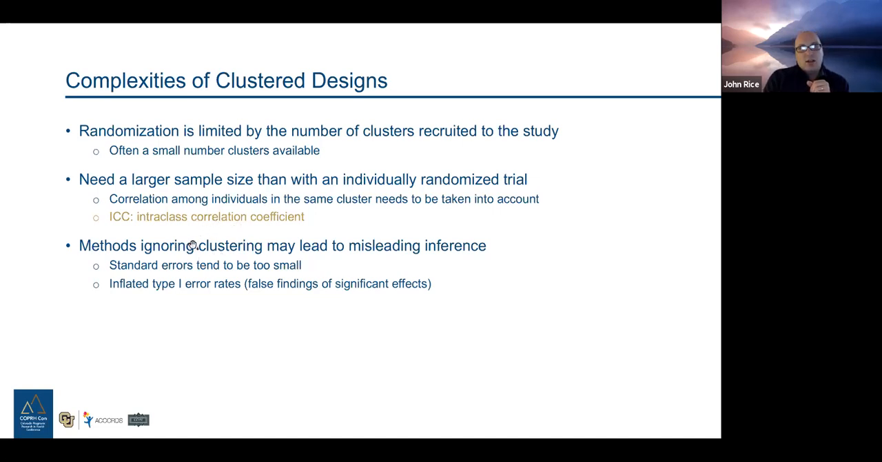So, in terms of analysis, it's really important to take clustering into account. As I said, it's more complex to do so, but if you ignore clustering, then you will often end up with misleading inference. For example, your standard errors can be too small, which may lead to inflated type 1 error rates, or false findings of significant effects.